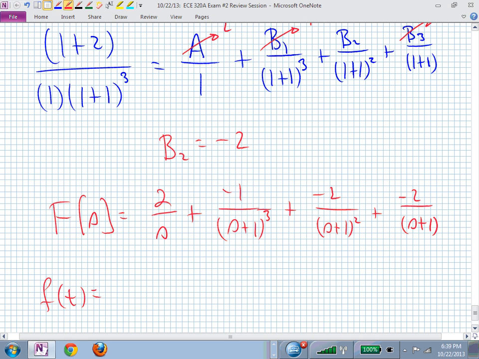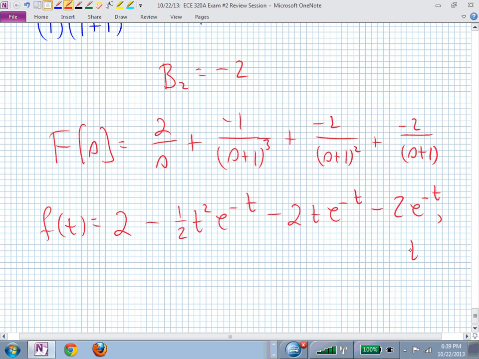And f of t now becomes 2. That's the constant. And then I have minus, actually that s plus 1 cubed, I have a 1/2 times whatever it was, t squared e to the minus t. Then I have a minus 2t e to the minus t minus 2 e to the minus t. I have too many minus 2's, but that's just the way it ends up. That's now my little f of t.